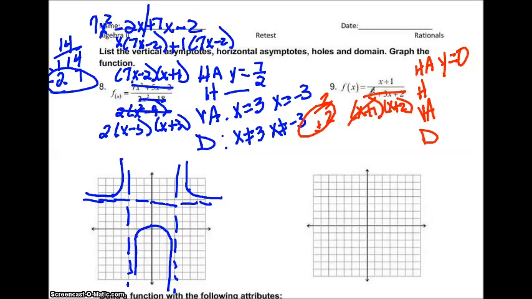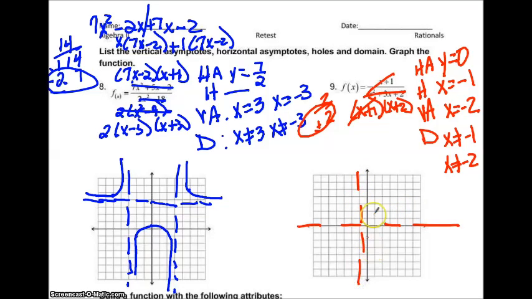So your x plus 1 will cancel. That causes a hole at x equal negative 1. The x plus 2 stays there. It causes a vertical asymptote at x equal negative 2. Your domain, x is not equal to negative 1. X is not equal to negative 2. That came from your hole and your vertical asymptote. So you have a horizontal asymptote at y equals 0. You have a horizontal asymptote, a vertical asymptote at x equal negative 1, and also at x equal negative 2.